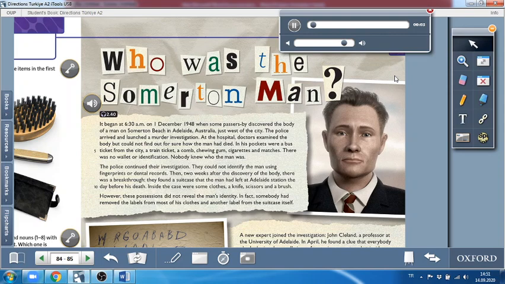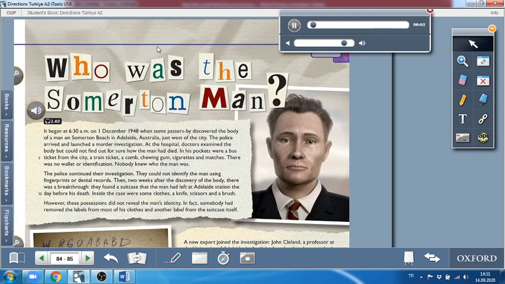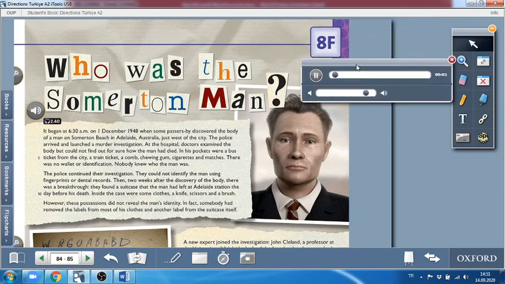The police continued their investigation. They could not identify the man using fingerprints or dental records. Then, 2 weeks after the discovery of the body, there was a breakthrough. They found a suitcase that the man had left at Adelaide Station the day before his death. Inside the case were some clothes, a knife, scissors and a brush. However, these possessions did not reveal the man's identity. In fact, somebody had removed the labels from most of his clothes and another label from the suitcase itself.